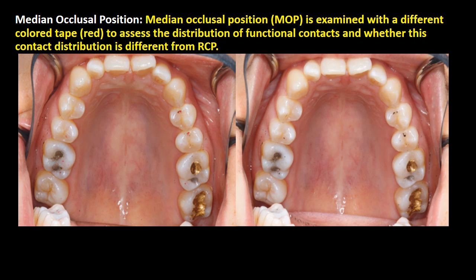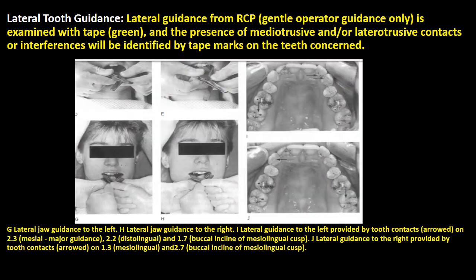Well, regarding the median occlusal position, as you can see, it is marked by a red color to be distinguished from the black color, which is for the RCP. When both the black and red colors are identical in their position, this is good for the occlusion of the patient. It means that the slide from the RCP to the ICP is little when both of them are identical.